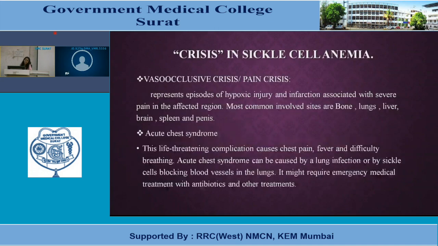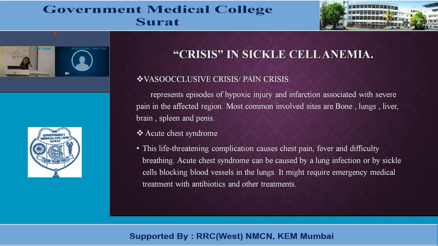Now crises in sickle cell anemia. There are 4 crises. First, vaso-occlusive crisis or pain crisis, which represents episodes of hypoxic injury and infarction associated with severe pain in the affected region. The most commonly involved sites are bone, lung, liver, brain, spleen and penis. Vaso-occlusive crisis mostly occurs in the bone, and the patient comes with the complaint of bone pain, and then the spleen and penis are also involved.